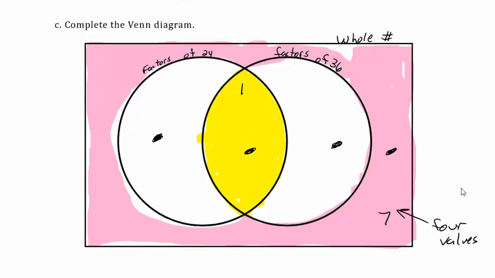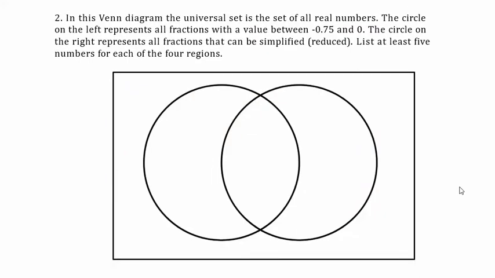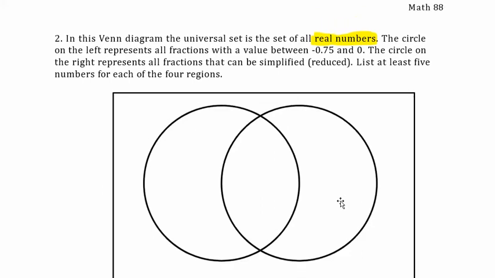All right, let's look at the next one. In this Venn diagram, the universal set is the set of all real numbers. Now, we haven't really defined what real numbers are. Let's take a second and do that. Basically, real numbers are any number that you guys know of. There are some numbers called imaginary numbers, but we're not going to talk about that. Yes, I'm not making that up. So real numbers are any number that you know.